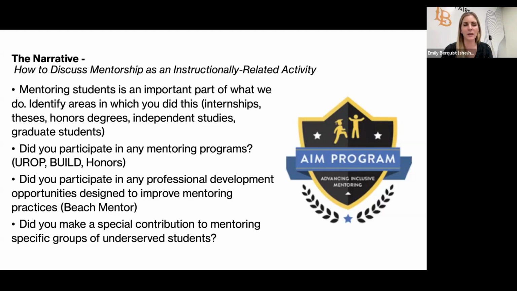You may also have participated in any specific mentoring programs, like Build, the Honors Program, and of course, the Beach Mentor Program. And did you make a special contribution to mentoring specific groups of underserved students? And here again, yes, I'm referring to cultural and or identity and or race-based taxation. If you have experienced that, and that meant that you were spending a lot more time mentoring our students, working one-on-one with our students, that's an essential part of what makes our university great. So we encourage you to talk about that.